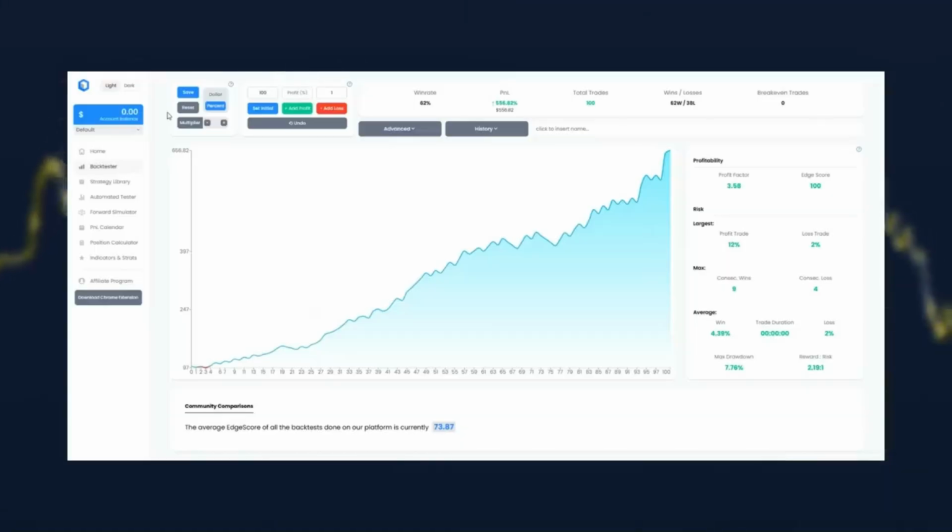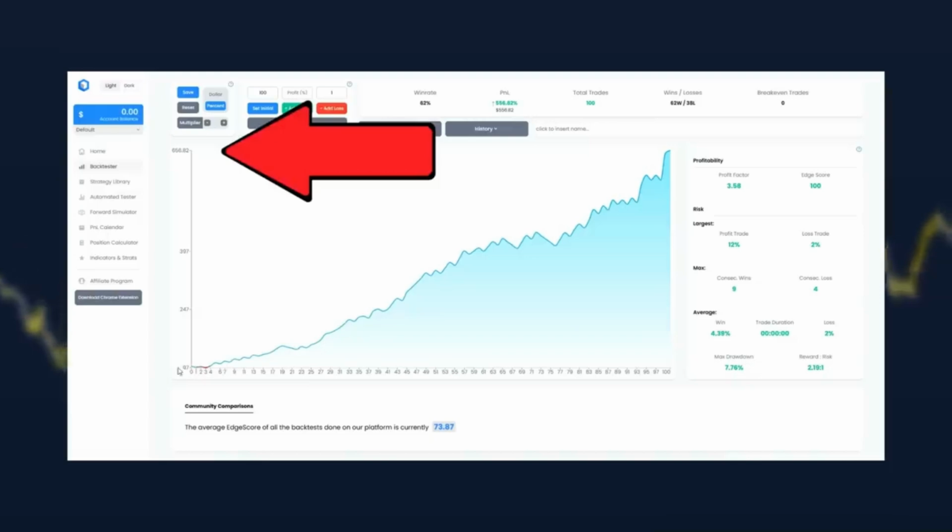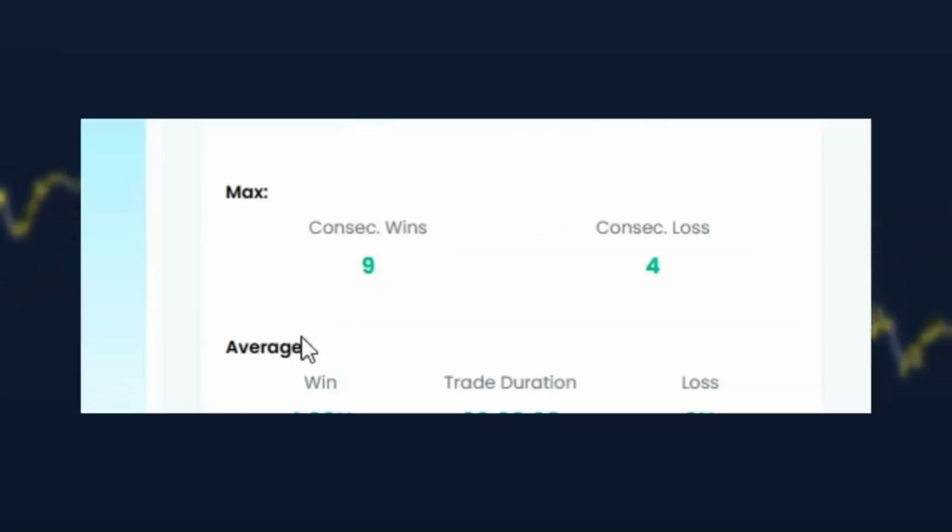And here we are with the results, and you can see we did a very impressive 62% win rate, making us a massive 556% across 100 trades. This is amazing. We had 62 wins and only 38 losses. And we took the account from $100 all the way to $656. The consecutive wins is very impressive. We had 9 consecutive wins in a row and only 4 consecutive losses in a row.